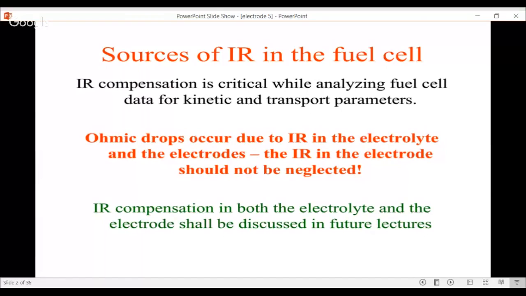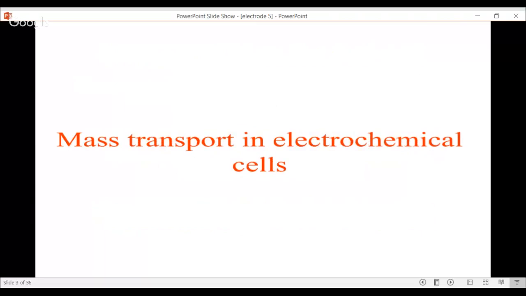So ohmic drops occur due to IR in the electrolyte and the electrode. The IR drop in the electrode should not be neglected. So IR compensation in both the electrolyte and the electrode shall be discussed in the future lectures. Now we will not take it up, but what is the IR drop we will see.